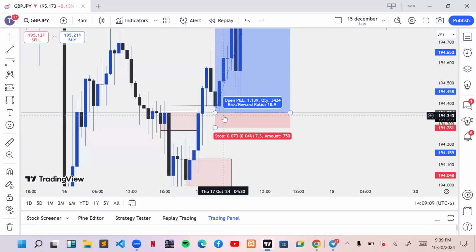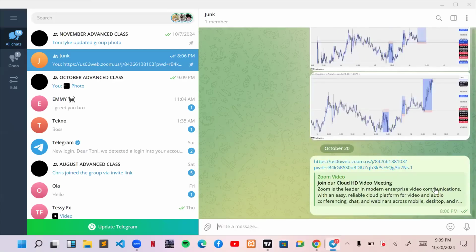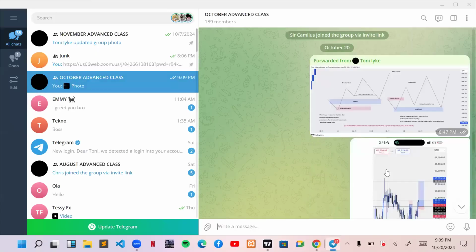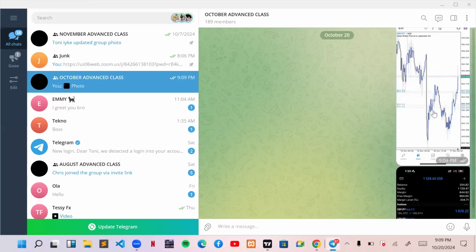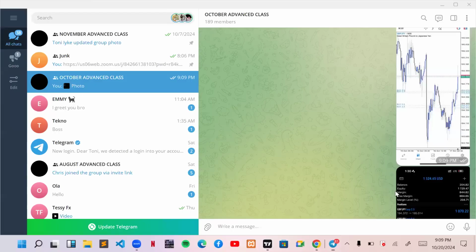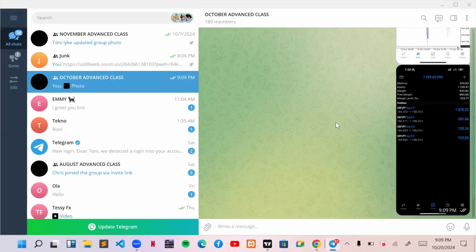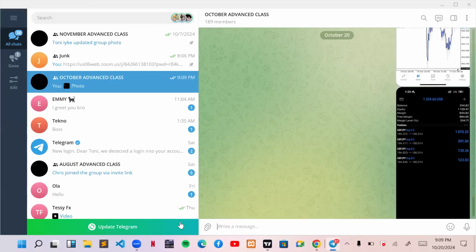What I have here is the MT5 structure of it. So this is it. Pay attention, this was where the entry was, this breaker block. This was the MT5 structure for this breaker block trade. That is for this particular trade.